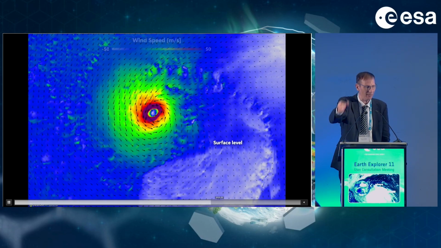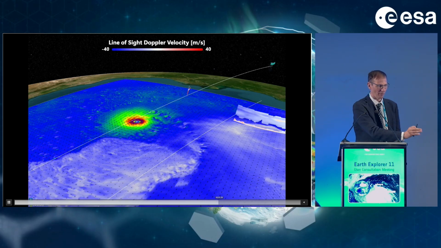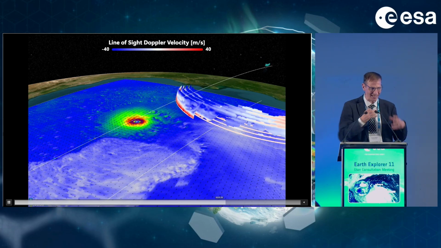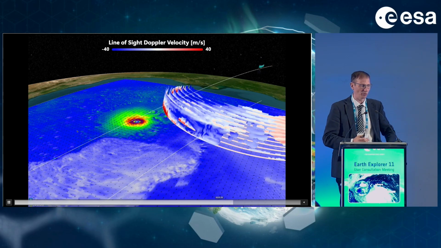And now, again, here, WIVERN comes in the descending orbit with this 800 kilometers swath sampling. Now, this is the line of sight velocity. This is the dynamics. We see the dynamics of the hurricane. We see how things are moving around in the hurricane.